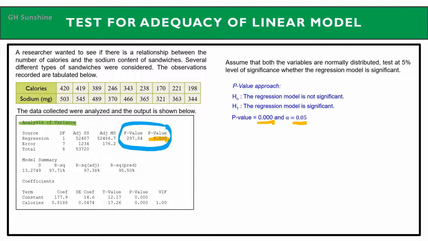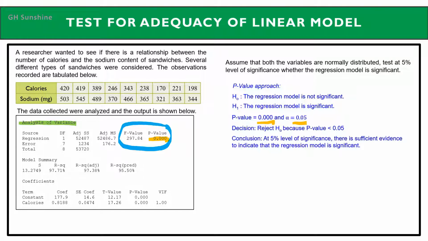So recall back the concept of p-value approach. We will reject H0 if and only if the p-value is less than alpha value. So reject H0. Why? Because the p-value is less than 0.05. Therefore, at 5% level of significance, there is sufficient evidence to indicate that the regression model is significant.